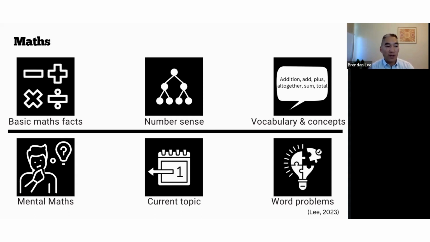The third one there is around vocabulary and concepts. So this can just be getting them to record definitions, reasons or big ideas around different concepts. The fourth one there is mental maths, and maths that they can do in their heads. The next one is the current topic.